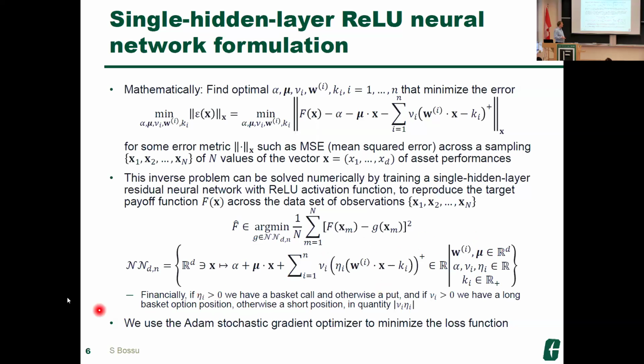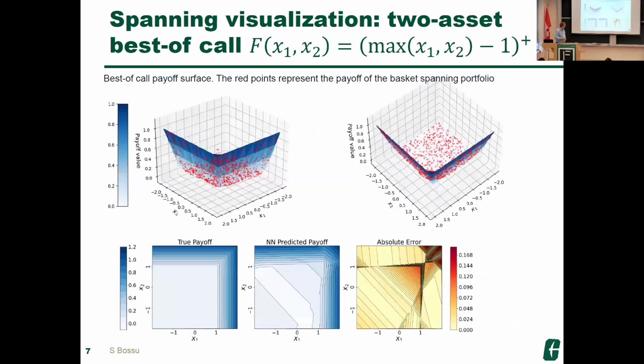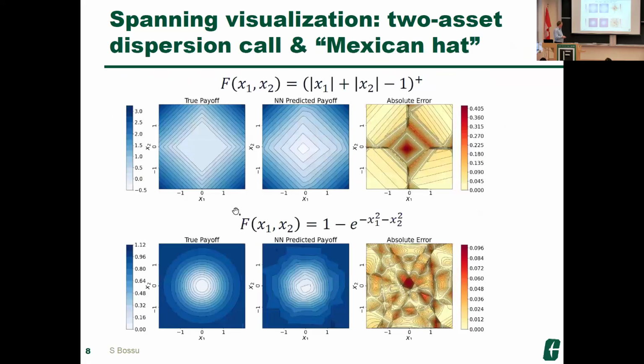So these are kind of standard notations here. And for that, we use the Adam stochastic gradient optimizer to get numerical results. So numerical results produce some pretty graphs. The target payoff is that surface, the blue surface, and then the dots are for a random set of vectors x1, x2, or sorry, prices x1, x2, or returns x1, x2. And so you can see how the dots are pretty closely aligned with the surface that we're trying to predict or replicate.